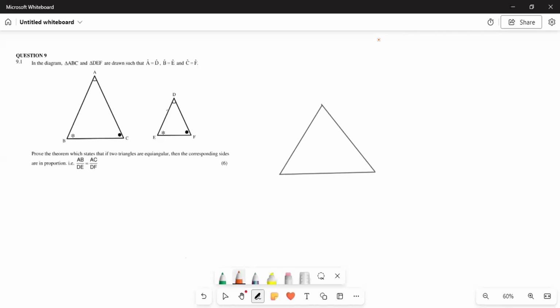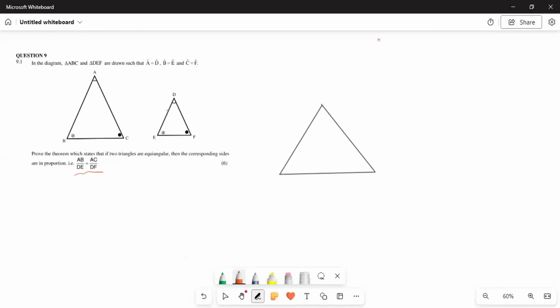So in this video, we're going to be looking at the similarity theorem. We're going to be looking at question 9, which is from a previous exam question. Now it says, in the diagram, triangle ABC and DEF are drawn such that angle A is equal to angle D, angle B is equal to angle E, as well as angle C is equal to angle F. Basically, these two triangles have equal angles. Now we need to prove the theorem which states that if two triangles are equiangular, then the corresponding sides are in proportion. Basically, this is what we are required to prove.